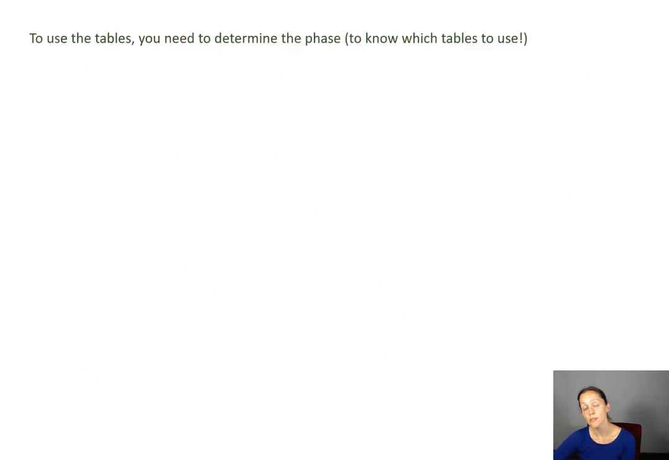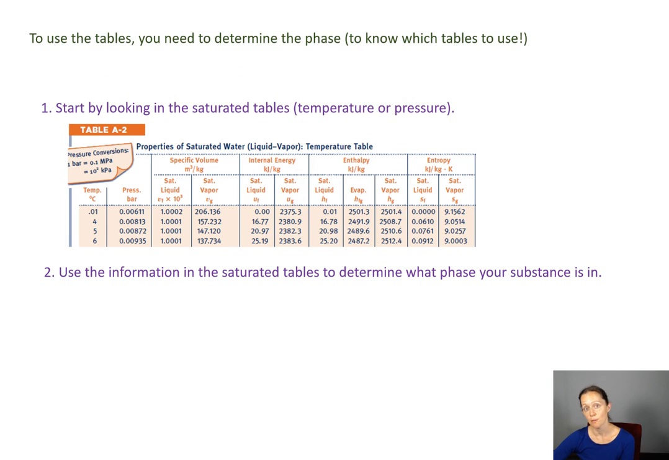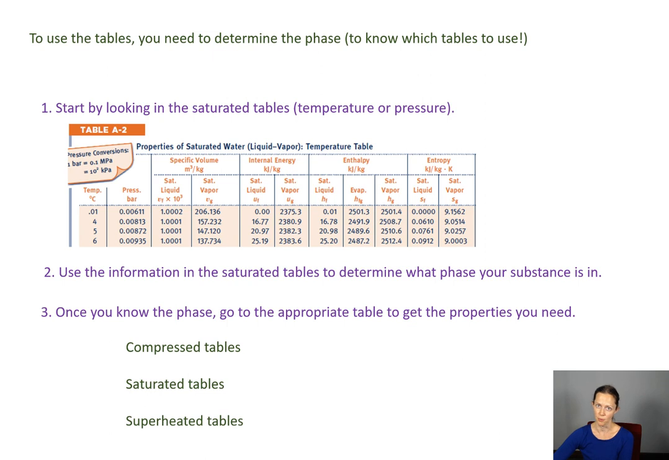All right, so to use these tables, you need to know what phase you're in because you need to know which one of those tables you're going to use, right? So the first thing you're going to do is look in your saturated tables, and that doesn't mean you're automatically assuming that you've got a saturated substance. You're going into your saturated tables and using the information there to figure out what phase you do have. Is it compressed? Is it saturated? Is it superheated? And once you determine that, then you go to the appropriate tables.